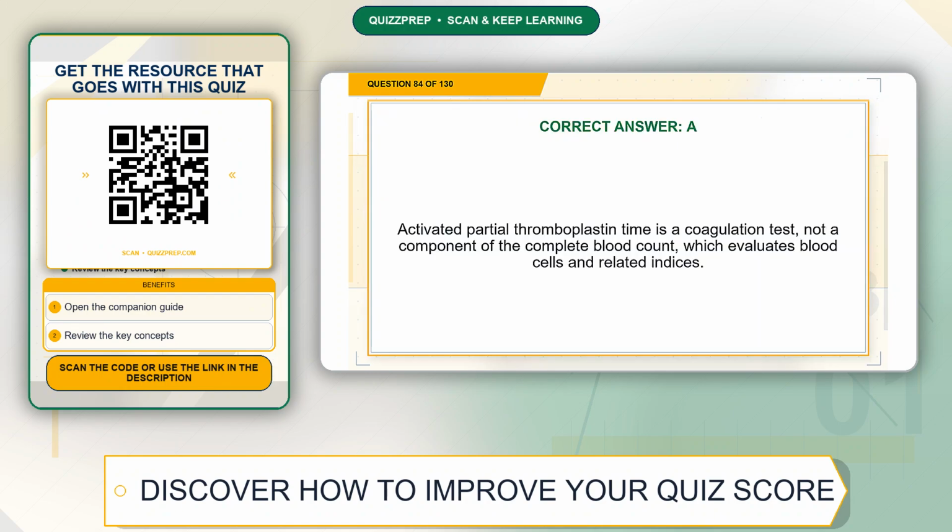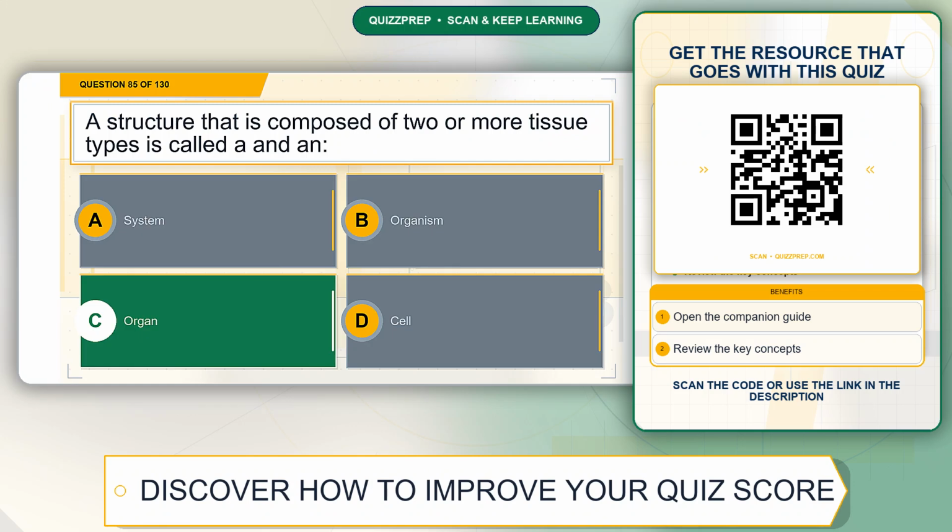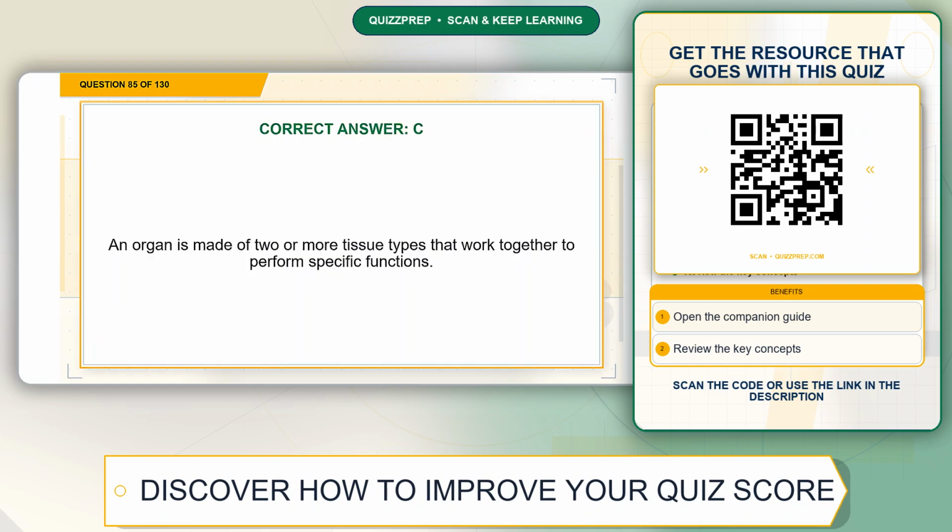Explanation. Activated partial thromboplastin time is a coagulation test, not a component of the complete blood count, which evaluates blood cells and related indices. Question 85. A structure that is composed of two or more tissue types is called an Option A, system. Option B, organism. Option C, organ. Option D, cell. The correct answer is option C, organ. Explanation. An organ is made of two or more tissue types that work together to perform specific functions.